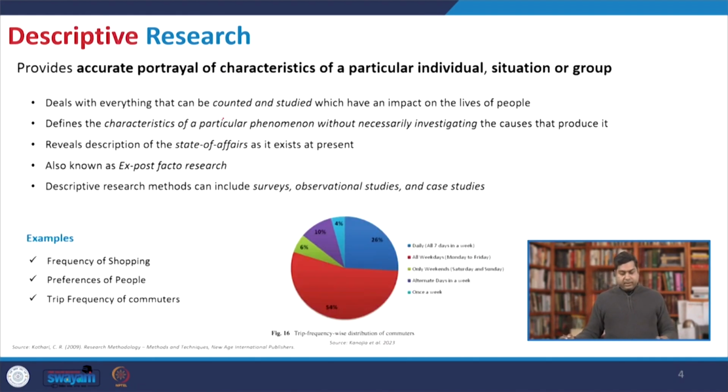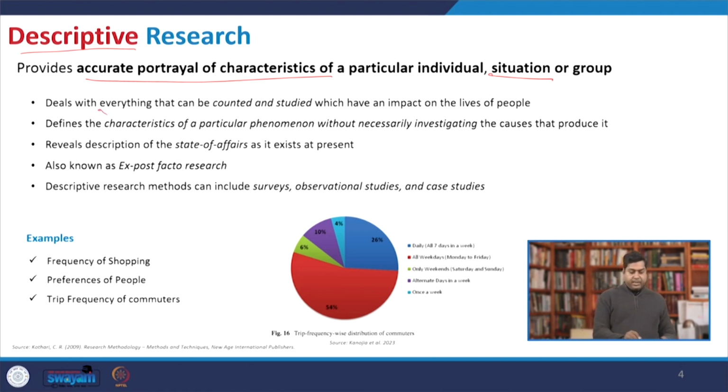So the first in the line is descriptive research. What exactly is it? The term descriptive is derived from description. It provides an accurate portrayal of the characteristics of any particular individual. It may be any situation, or it may be for any organization or a group. Let us go one by one through the characteristics of this particular research.